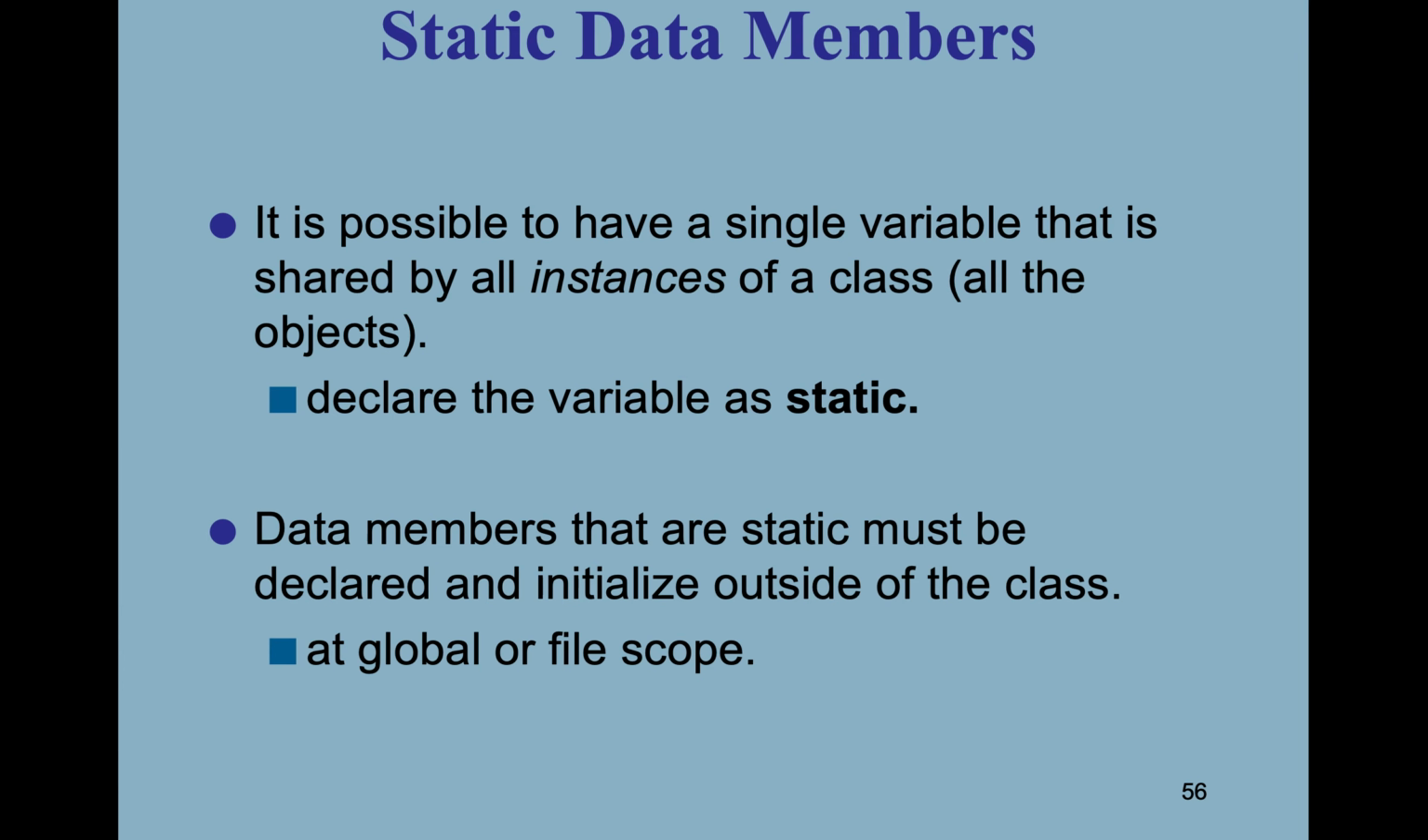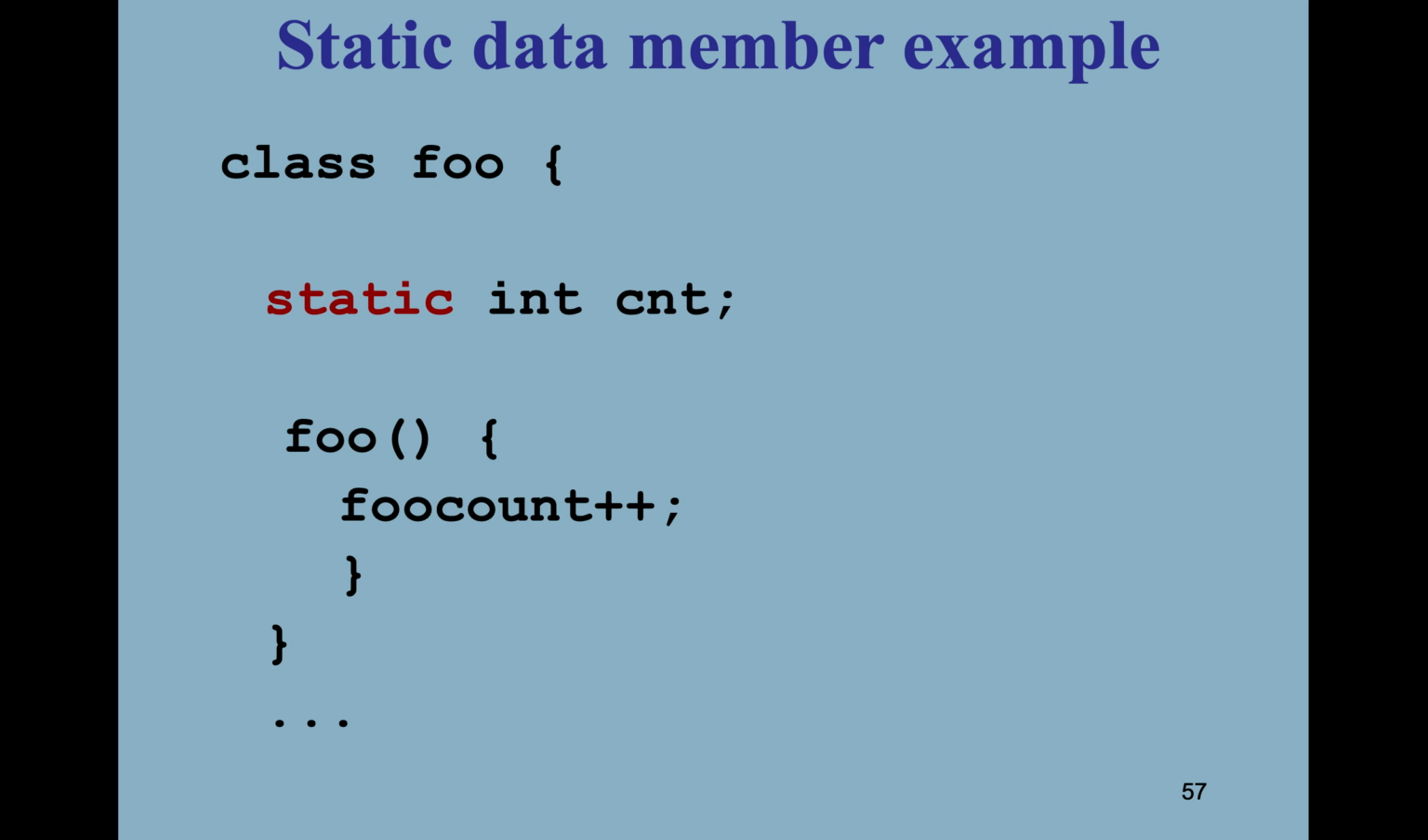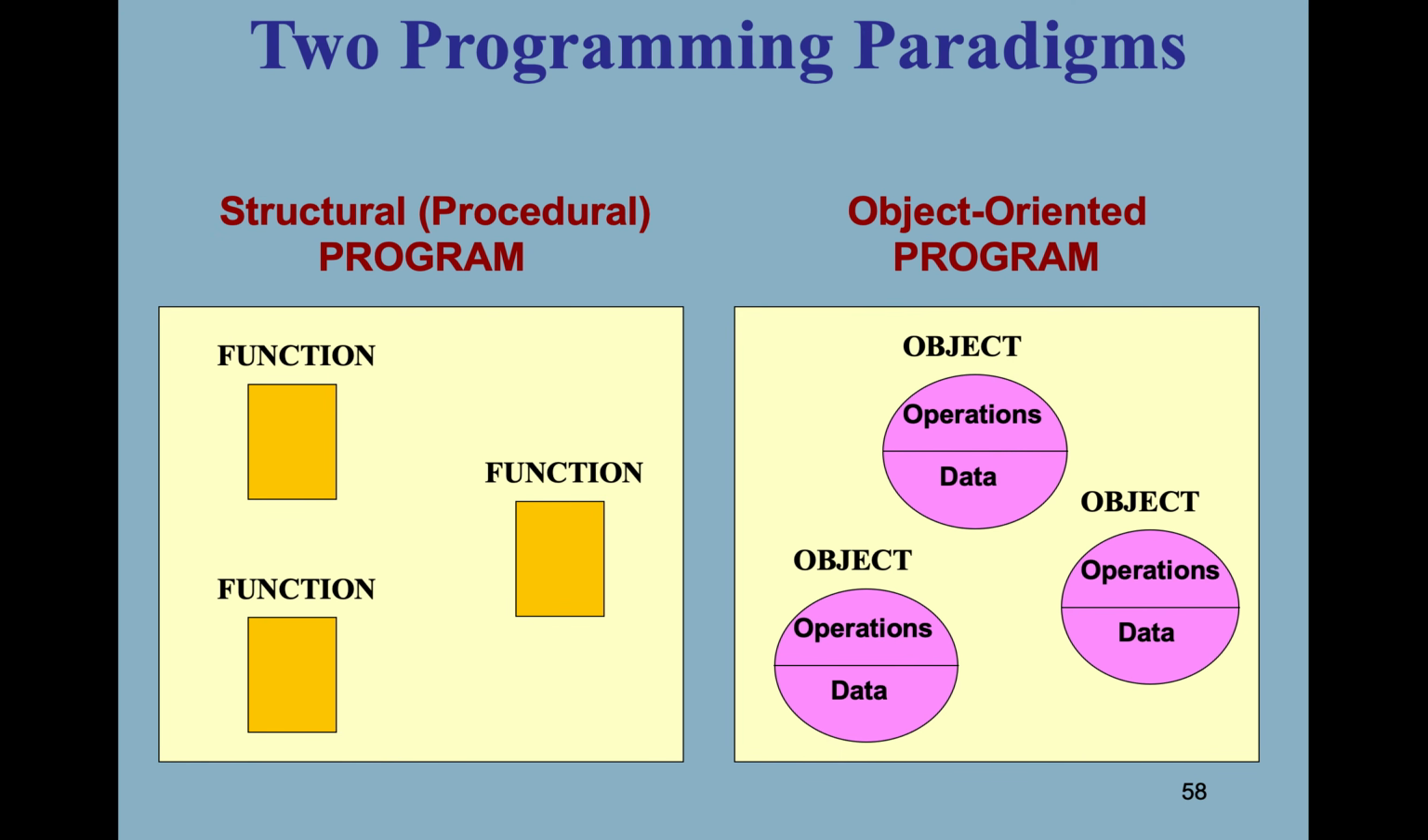All right, so we know about static. Kind of covered this already. Data members that are static must be declared and initialized outside of the class at the global or file scope. They're not done with instances, so they're done outside of the instances. That's a foo constructor, and the word static is used. So we already know that.